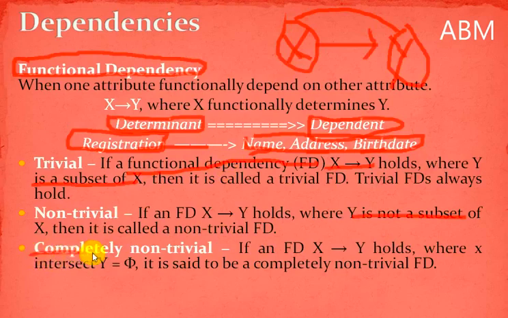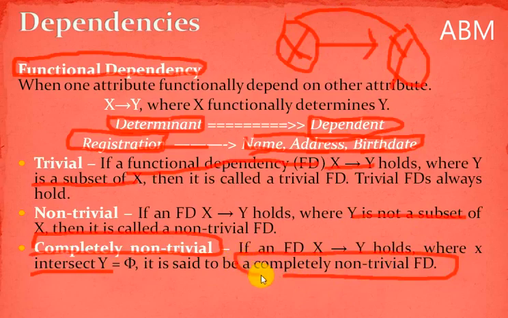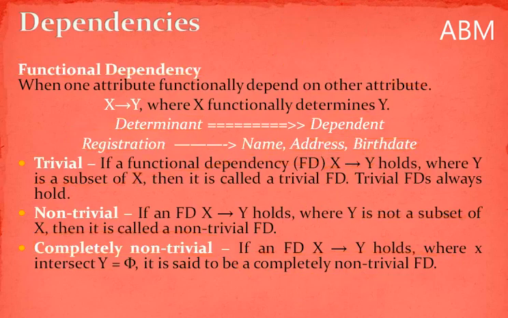And the next one is the completely non-trivial dependency. This means that we take the intersection of x and y, and its result will be null, will be 0. This means that there is no common attribute, no common instances between x and y, which will be called the completely non-trivial dependency.